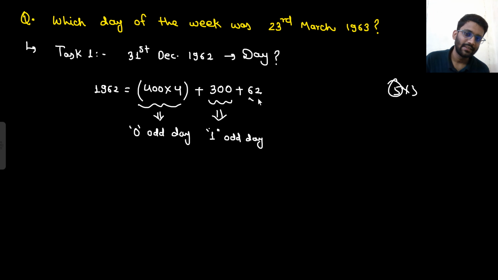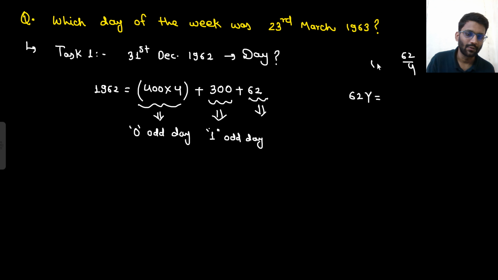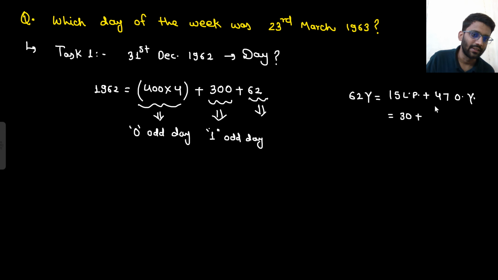And in 62, how will you calculate? You will calculate in 62 years how many leap years are there. 4, 8, like that. So 62 by 4. 15 leap years are there. 15 leap years plus 47 ordinary years. That means this will give you 30 days, because in one leap year you are having two odd days, and this will give you 47 days. That will be 77.